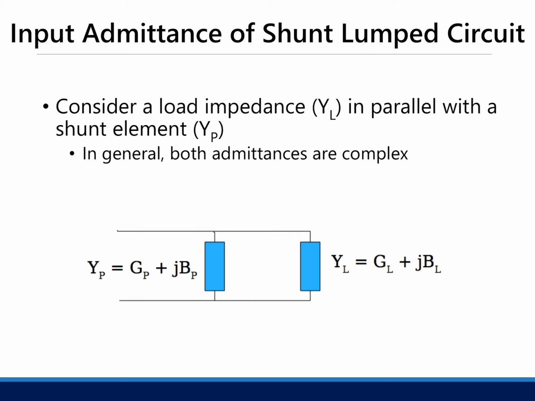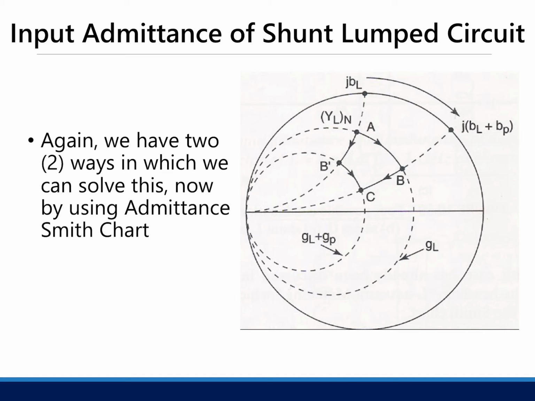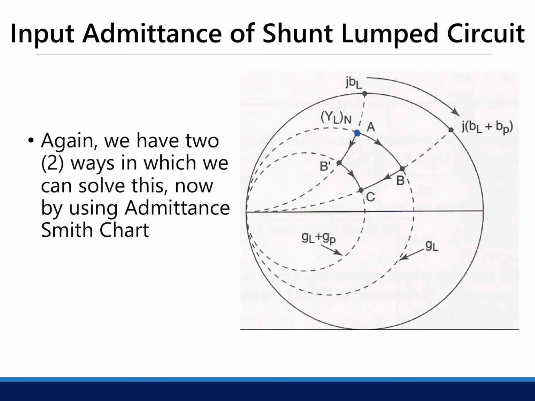Now, if you have a shunt lumped element circuit, then the total admittance of these two is just the sum of both. There you go. And the movement is, well, it's similar. You add the real components and the imaginary components, you'll get the same movement as you got before. You start at some point A, which corresponds to the admittance of the load right here.